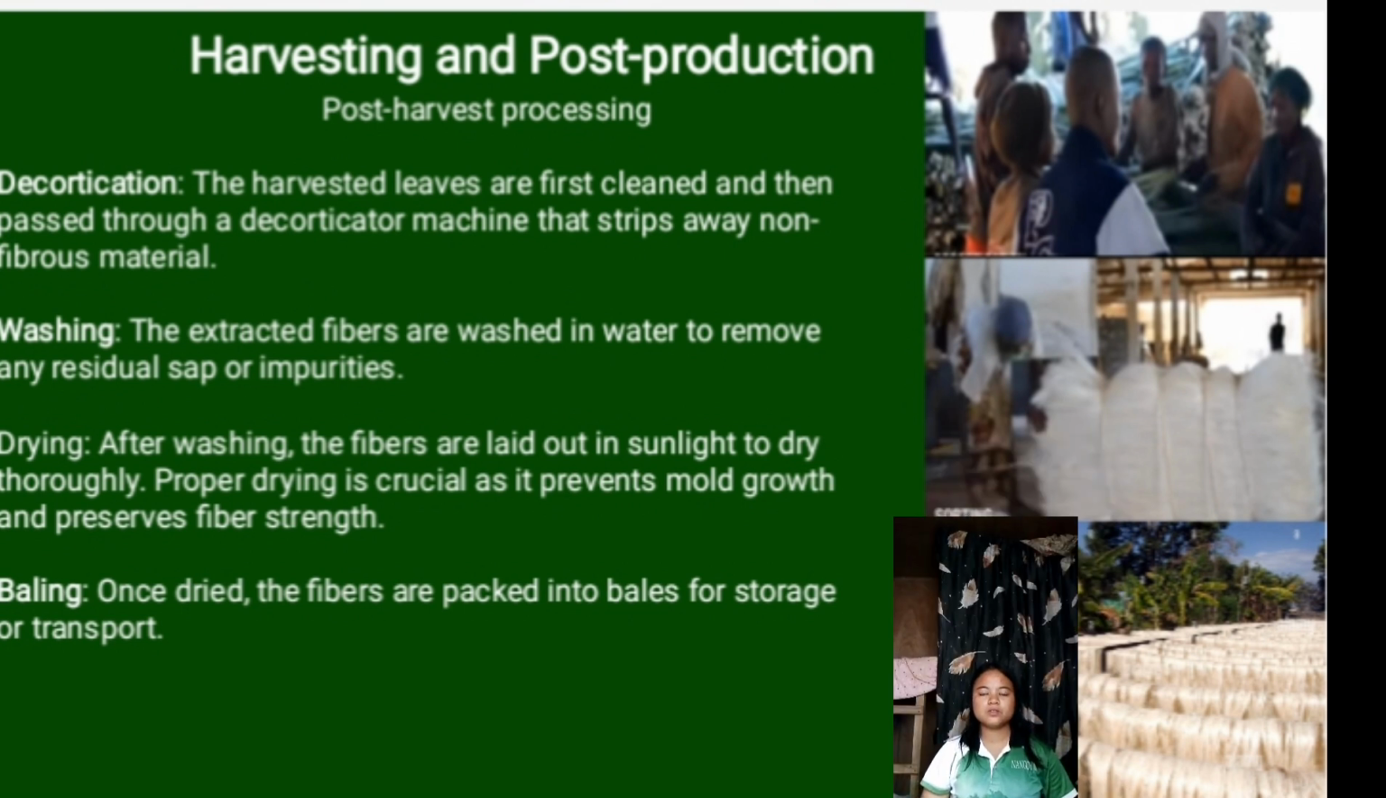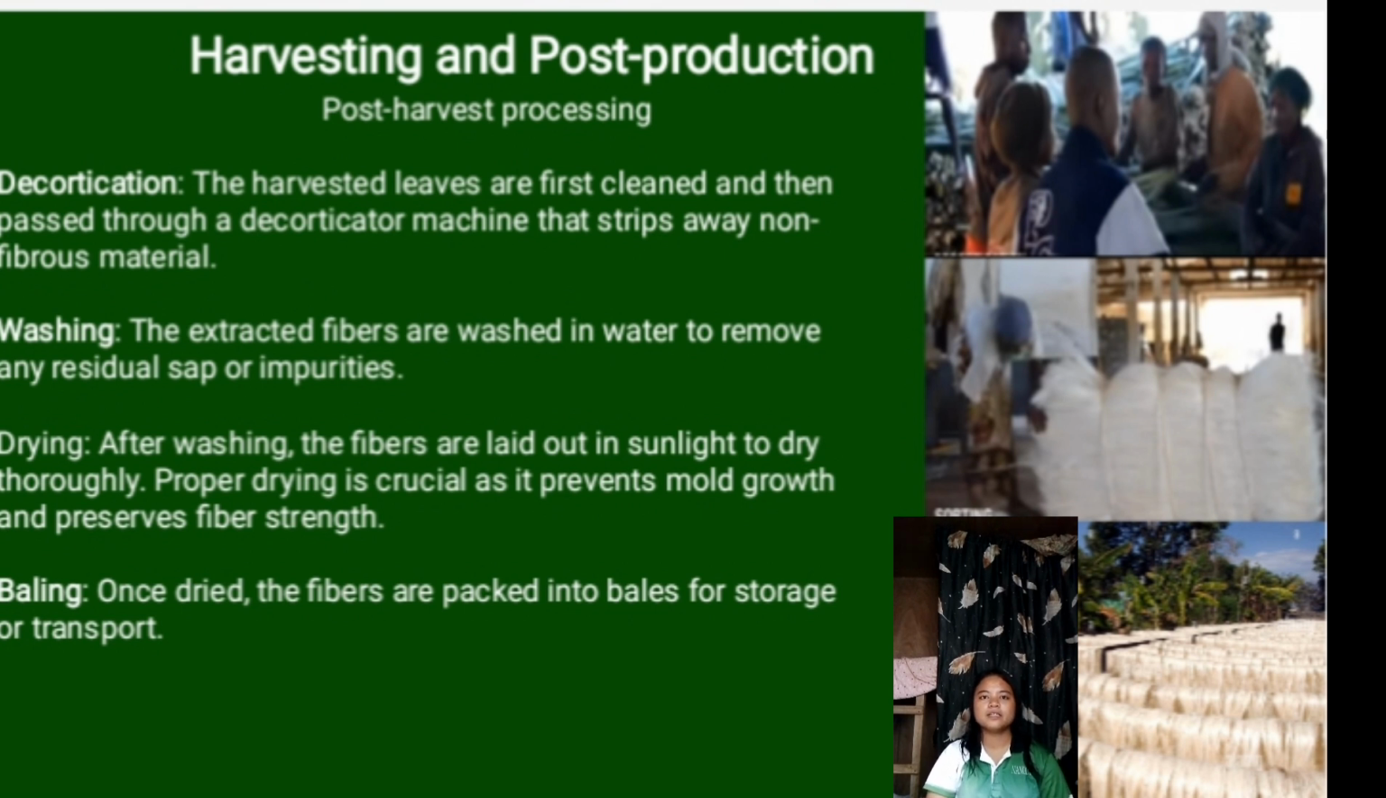For post-harvest processing, that is the harvesting process. First, decortication. In decortication, the harvested leaves must be cleaned, then passed through a decorticator machine that strips away non-fibrous material.